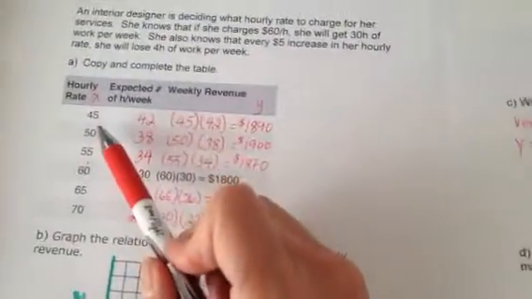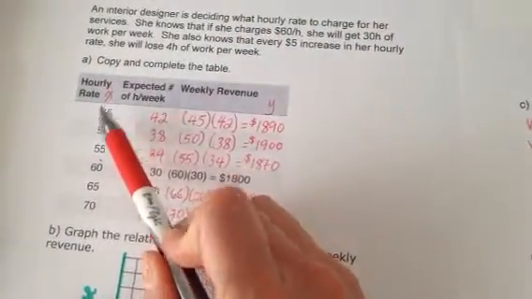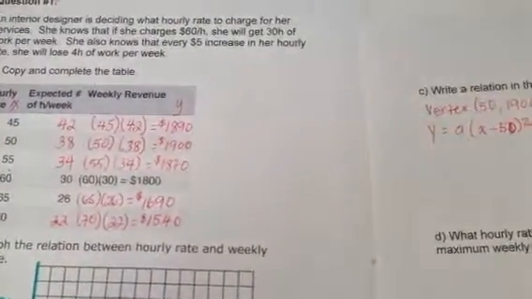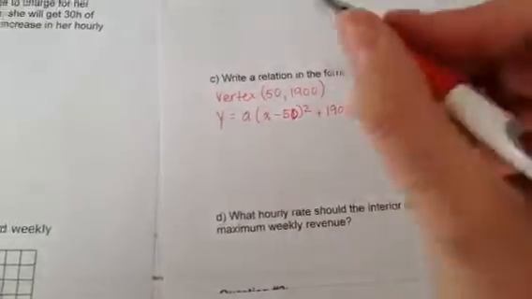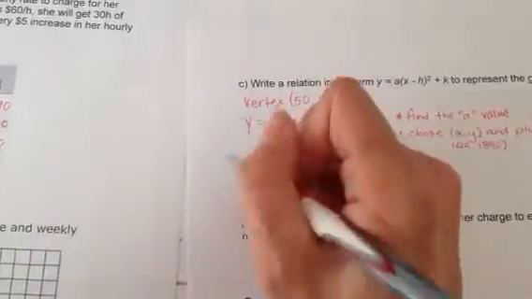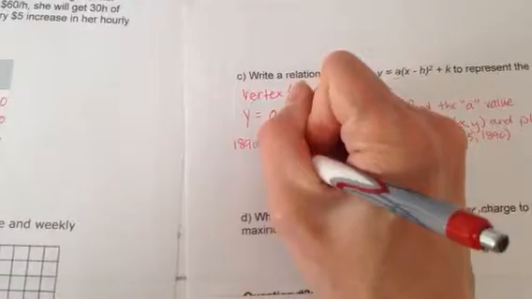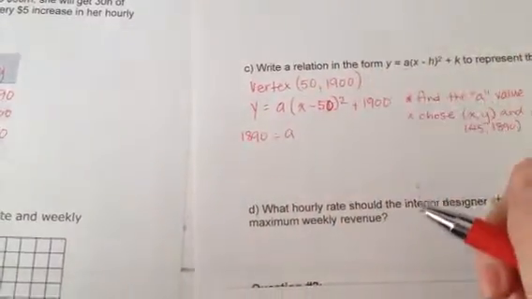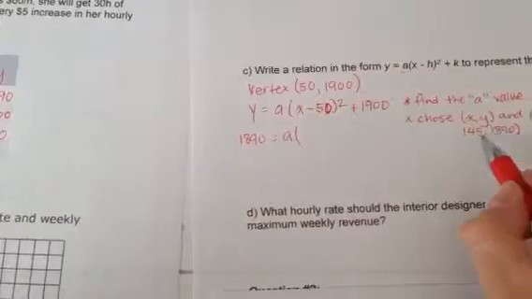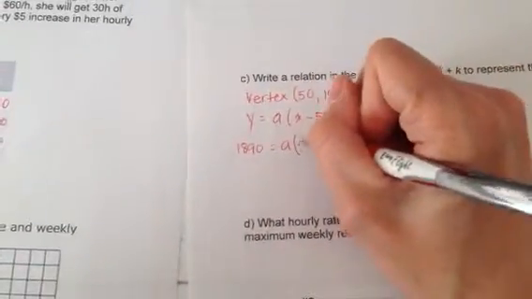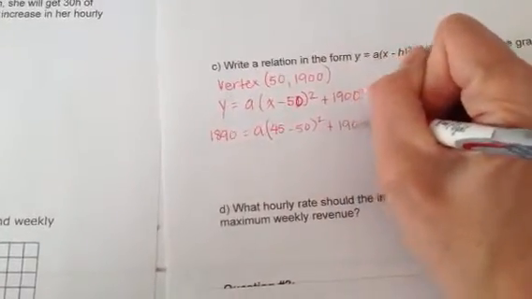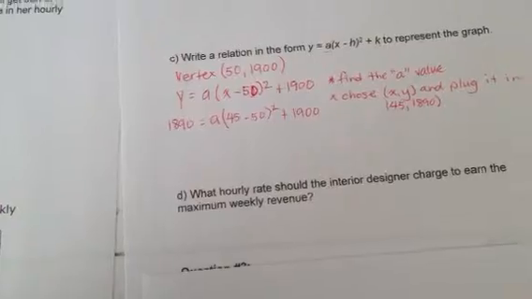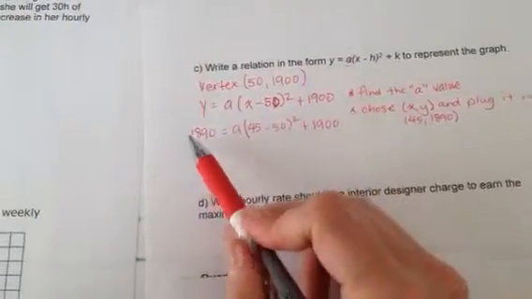I'm going to choose my first x and y value, my 45 for x, and my y is 1890. Once I do that, all I have to do is plug those values in. So 1890 goes in for the y. We don't know what our a value is. We're still looking for that. Our x value is 45 that we picked. And then we know our vertex based on our table of values and our graph. So from here, it's just figuring out the a value.